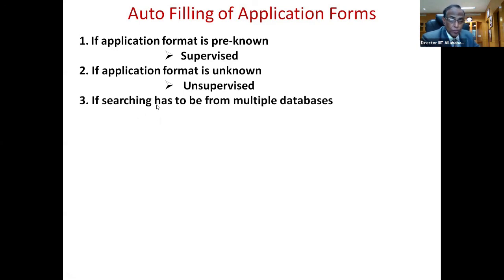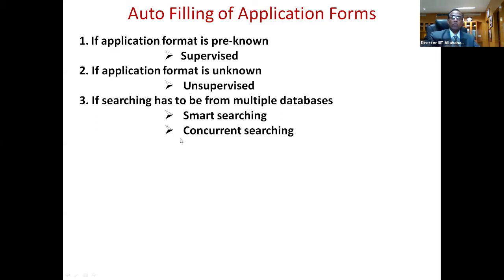If searching has to be done from multiple databases, suppose you have your resume in one place and some details in some other database, even then you should be able to do that. That requires smart searching, which is smart machine learning. And then concurrent searching. It is not one after the other. It has to get into all databases where the answers could possibly be available, and bring all the answers.